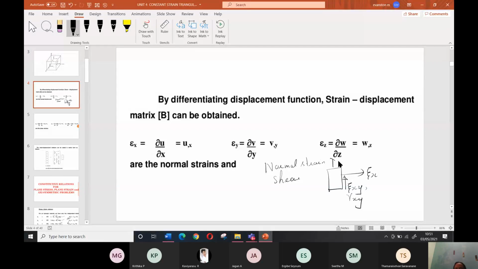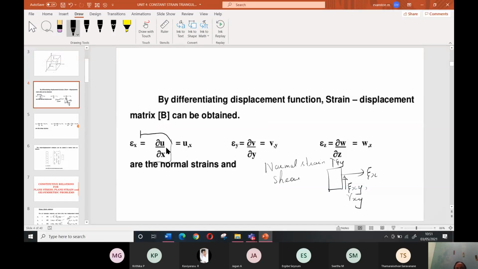So this is the y direction strain, sigma y, epsilon y. How they are related with the displacement function is this one. Strain is related with the displacement function. U is the displacement function, so dou u by dou x is equal to the strain. Strain is nothing but the differentiation of the displacement function with respect to the x-axis or y-axis.